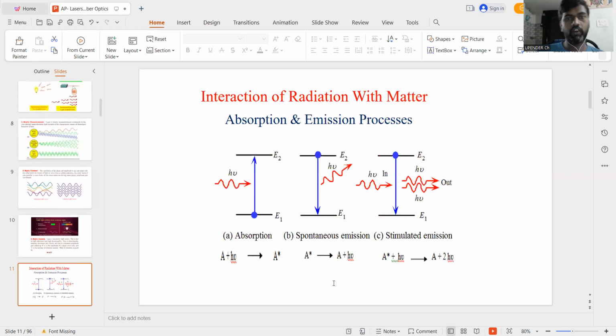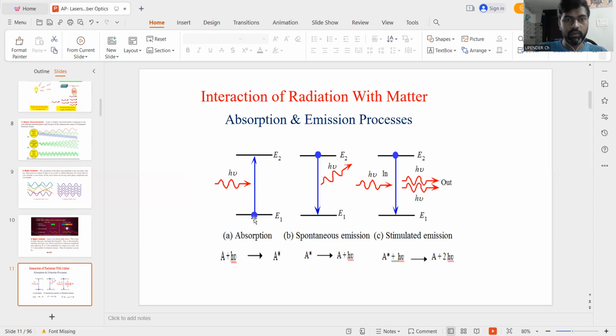Next, interaction of electromagnetic radiation with matter. What are the quantum processes which take place inside the material medium when electromagnetic radiation interacts with matter? First one is absorption transition, also called stimulated absorption transition. The next one is spontaneous emission transition. The third one is stimulated emission transition. These are the three processes which take place inside the laser medium. To produce the laser, these are the basic transitions we have to know.